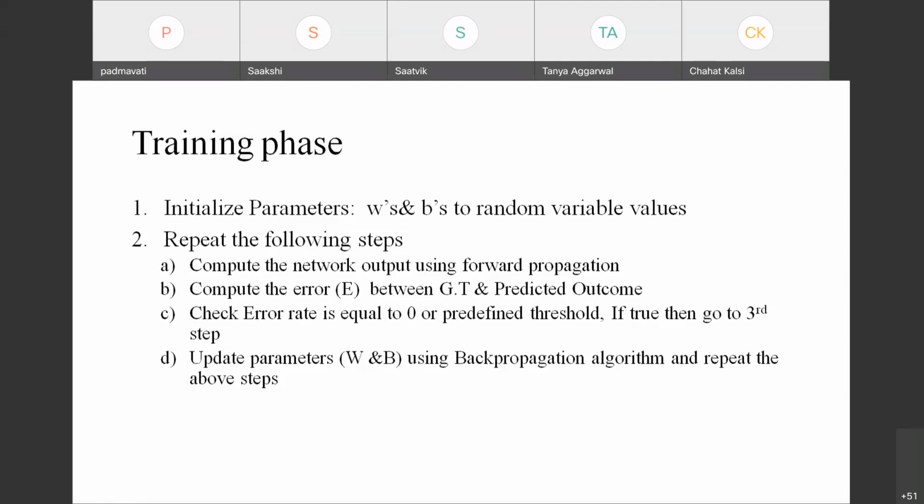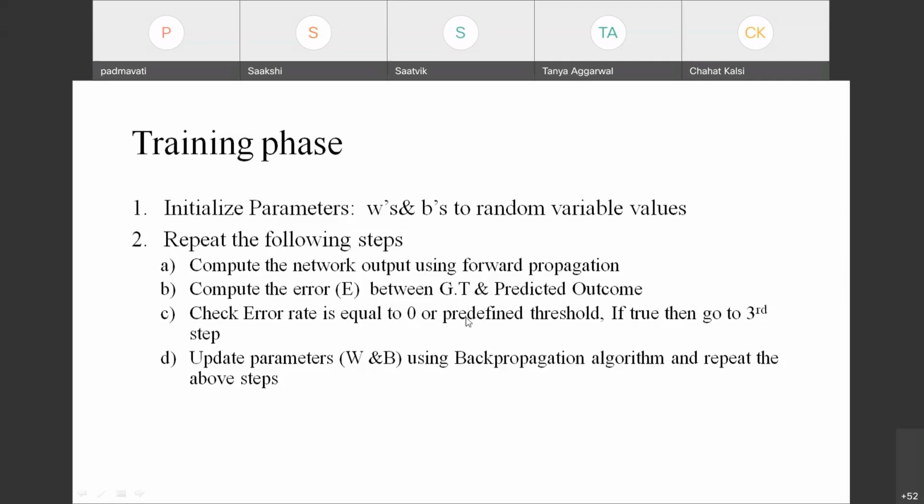And in the next step, if it is far off, then we will be checking the error rate. Is it equal to zero, or for some problems we may define some predefined threshold? With this much error, my model is sufficient for the training. For example, if the error is 0.00001, then I'm okay with it. I can bear this much loss, fine.